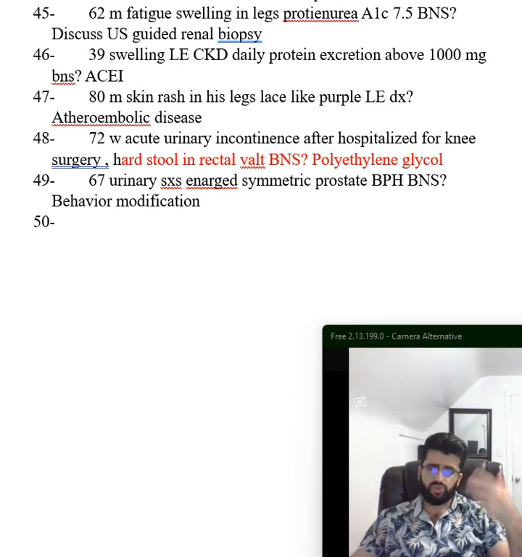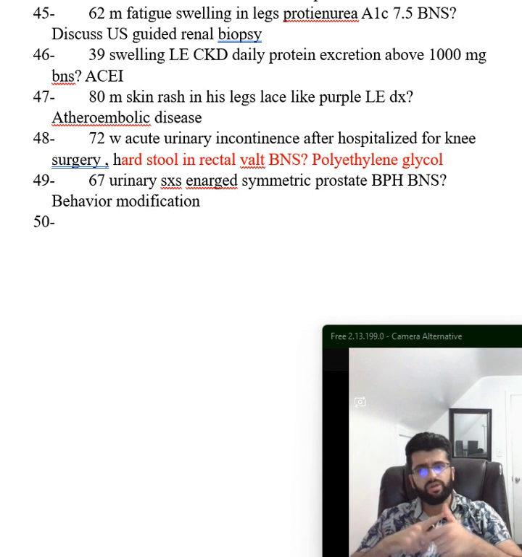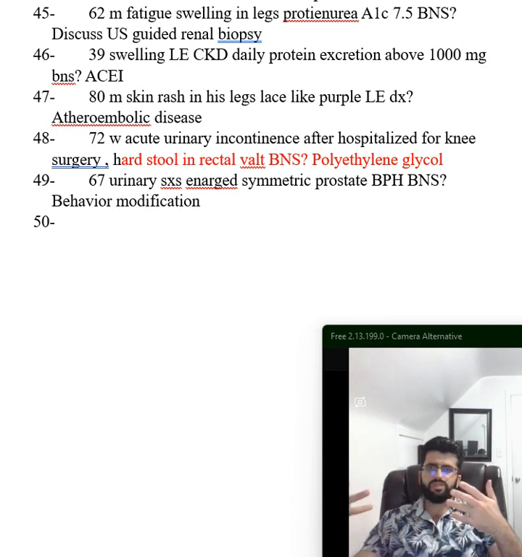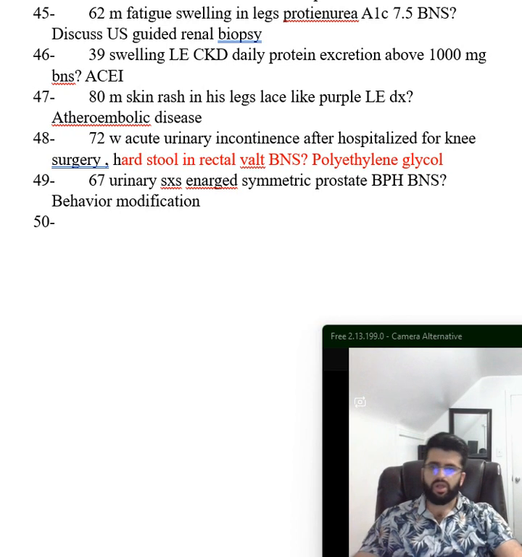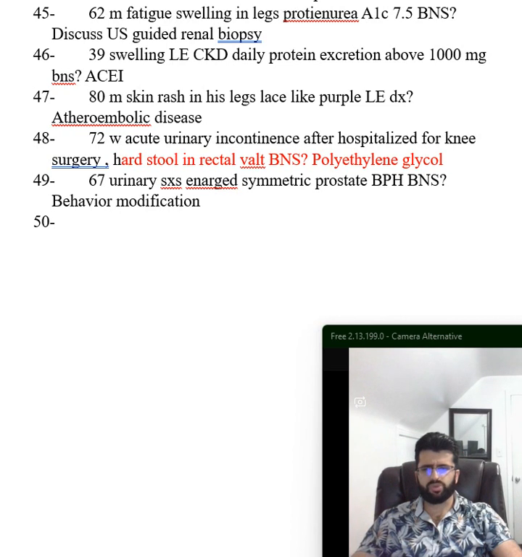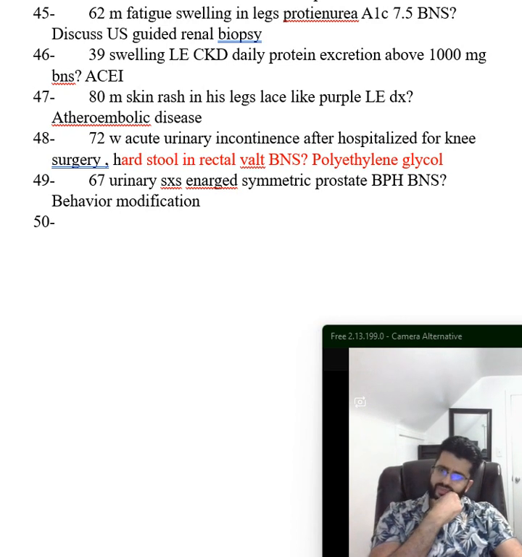And then the way you manage it, first behavioral modification, after that you can do an alpha blocker or 5-alpha reductase inhibitors, and you can do invasive procedures like transurethral resection of the prostate, the TURP procedure, if the symptoms are bothersome, you know.